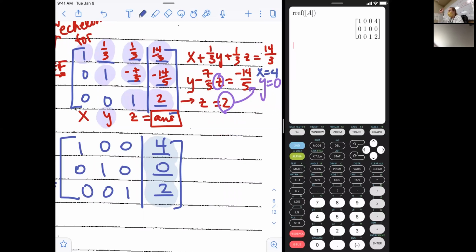RREF spits you out. The last column is all of the answers. X is 4, Y is 0, Z is 2.